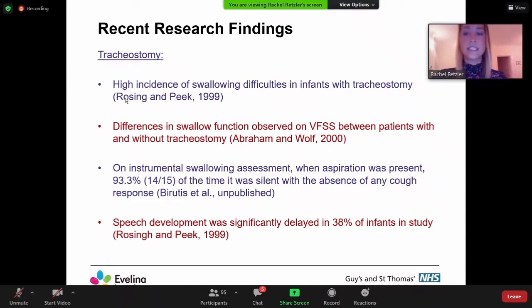And it also shows that there was an expressive language delay noted across research and also from clinical experience due to significant impacts on voicing.